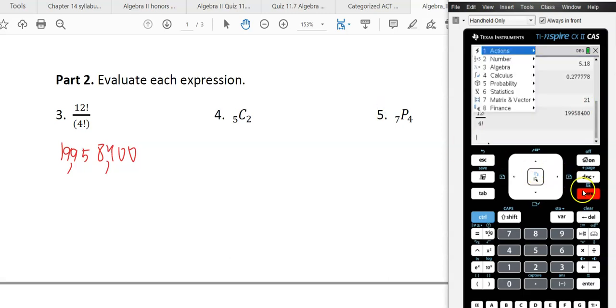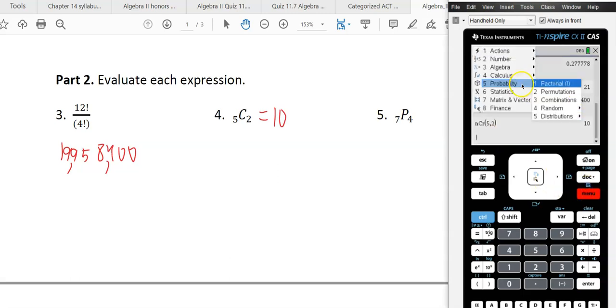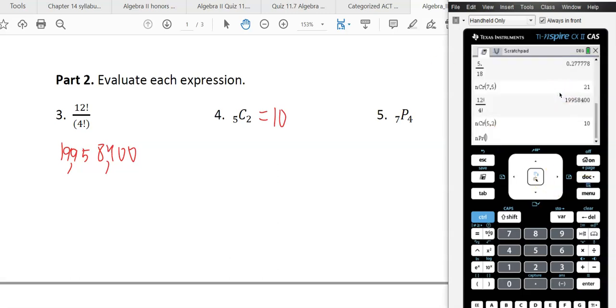nCr, so you can type it in or just go to probability. That's a combination. It'd be 5, 2, which is 10. And then menu, probability, permutation, 7, 4. That'd be 840.